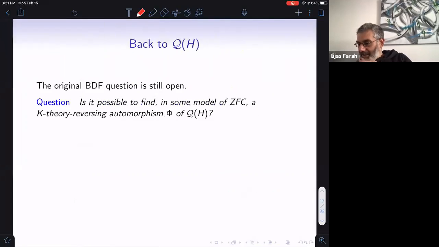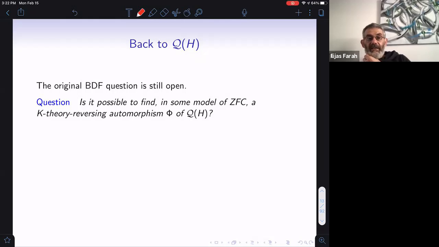Okay. All right. So before I do that, let's just return to the Calkin algebra. Remember, Brown-Douglas-Fillmore asked a question about a K-theory reversing automorphism, observed that such an automorphism would have to be outer, and asked, okay, so does the Calkin algebra have outer automorphisms at all? And now Phillips and Weaver answered the second question. Yes, under the continuum hypothesis, you do have outer automorphisms.